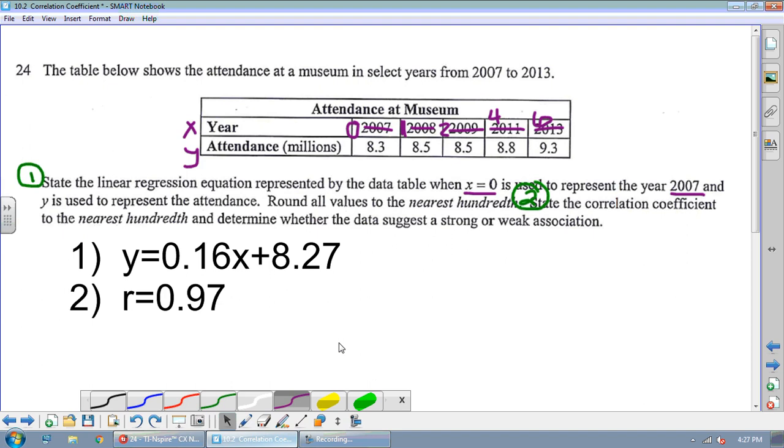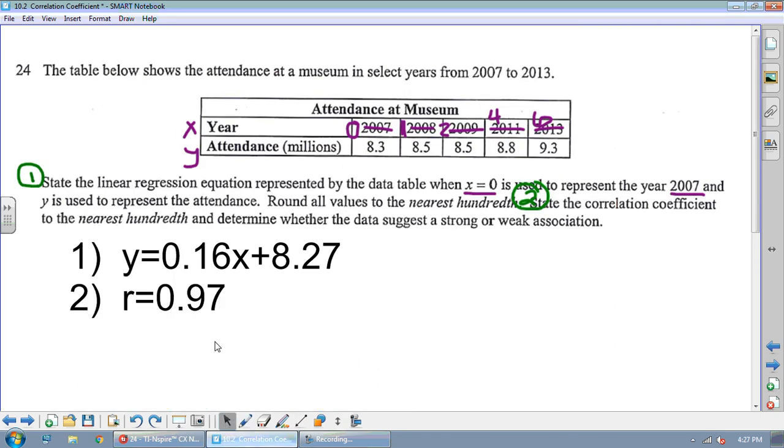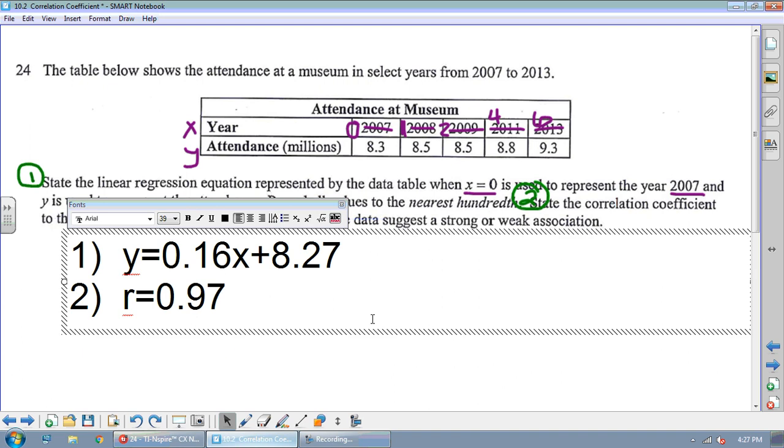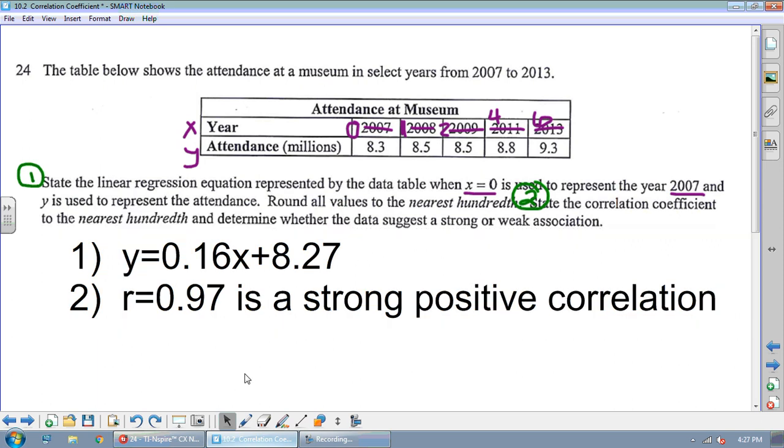This would get us 3 points out of 4 because we are asked to determine whether the data suggests a strong or weak correlation. A 0.97, if I go back to that chart on the front, a 0.97 is right about here. That is almost a positive 1, so it's almost perfect. So we're going to say that it's a strong positive correlation. So 0.97 is a strong positive correlation. If that R value was a negative number, we'd say strong negative correlation.